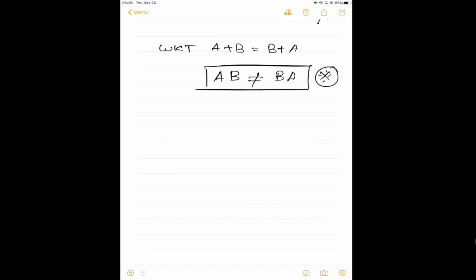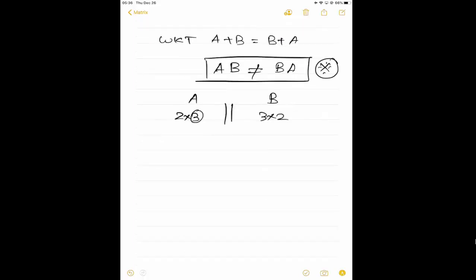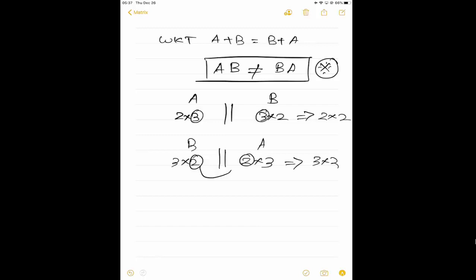How? A simple example: we have a matrix A of 2 cross 3 and a matrix B of 3 cross 2. We know very well the number of columns must equal the number of rows, 3 equals 3. The output will be 2 cross 2, which is a known thing. For example, if B is 3 cross 2 and A is 2 cross 3, we apply the rule: the number of columns in B is equal to the number of rows in A, and the remaining value gives 3 cross 3.